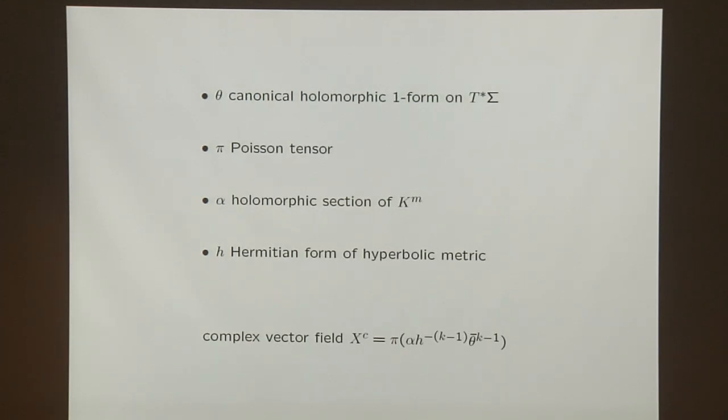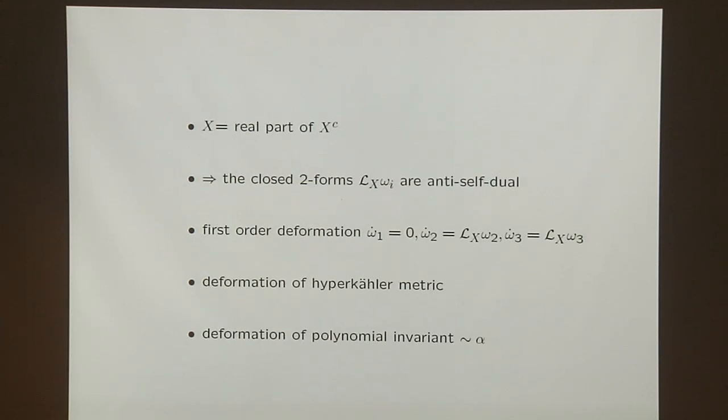Well, it happens that you can do this. You can define a complex vector field here just by contracting various canonical objects: the canonical one form, the Poisson tensor, which is the inverse of the symplectic form, and the Hermitian form of the hyperbolic metric. This is a holomorphic section of K to the m. So out of a holomorphic differential of degree m, you form a real vector field, and it turns out that the Lie derivatives of these closed two forms are all anti-self-dual. This gives you an infinitesimal variation in the hyperkähler metric. If you work with this, you find that the infinitesimal variation in the polynomial invariant is the original differential that you started with.